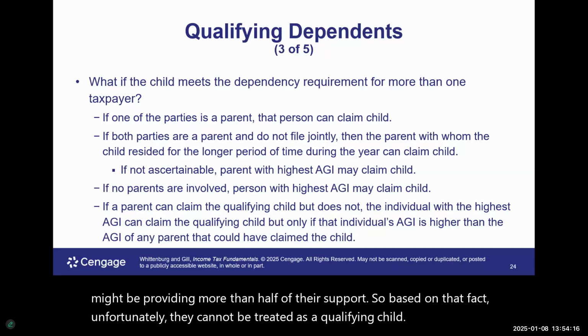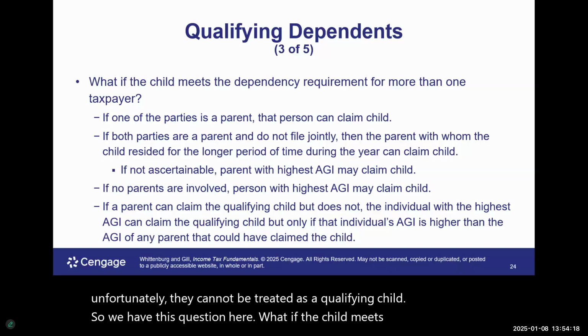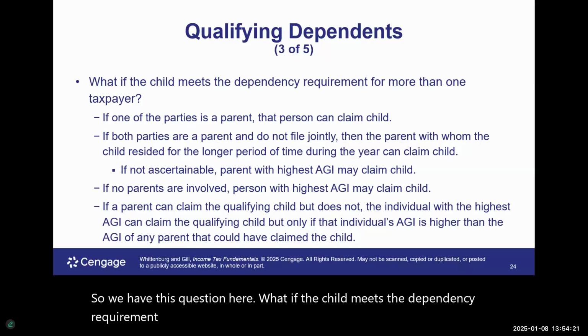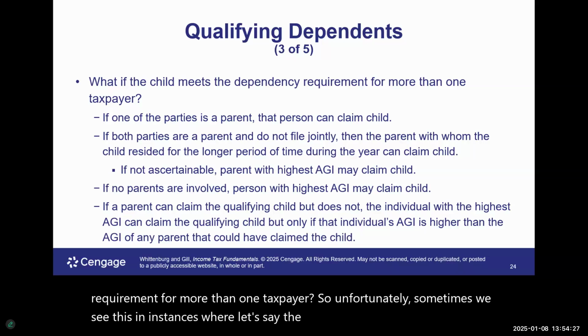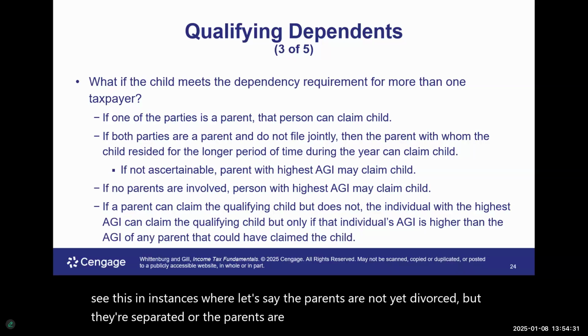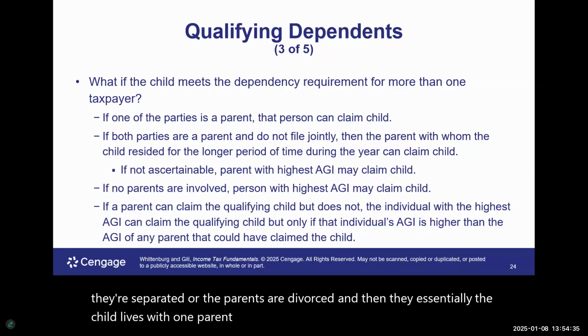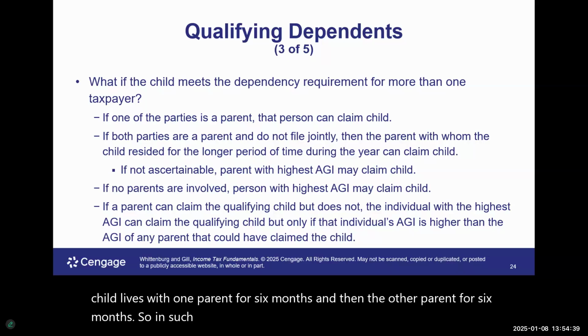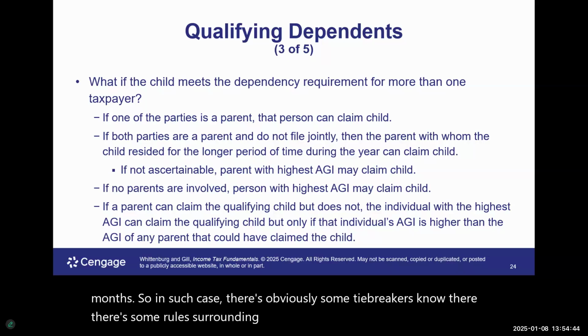So we have this question here. What if the child meets the dependency requirement for more than one taxpayer? Unfortunately, sometimes we see this in instances where, let's say, the parents are not yet divorced but they're separated, or the parents are divorced, and the child lives with one parent for 6 months and then the other parent for 6 months. In such a case, there are obviously some tiebreakers. There are some rules surrounding who is going to be able to claim the child.